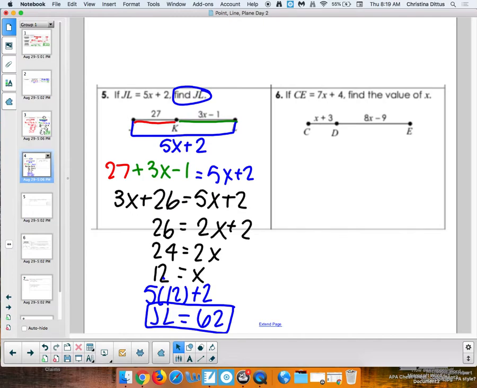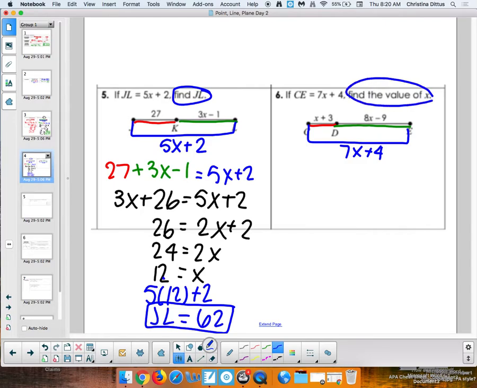Okay, one more of this kind. I know CD is x plus 3. I know DE is 8x minus 9. And my whole line CE is 7x plus 4. I only need x. Thank goodness.